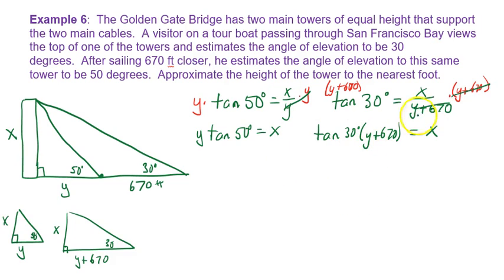Now the reason I did that was to get rid of the fractions, but it does actually help us make this a lot easier because now they're both solved for x. So since this one equals x and this one equals x, I can actually just plug one in for the other x and basically end up setting them equal to each other. So if you want to imagine taking this piece right here and plugging it in for that x. So I will have y tangent 50 is tangent 30 times y plus 670.